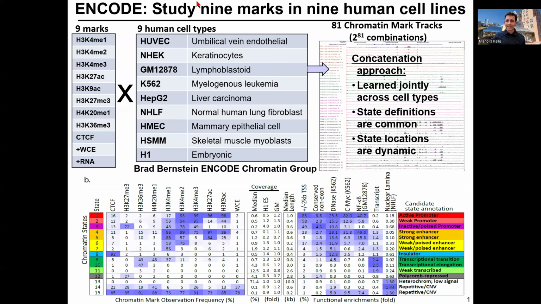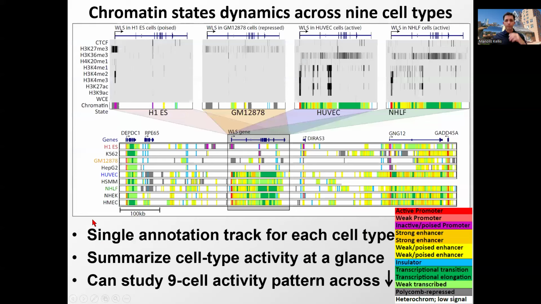So this concatenation approach allowed us to learn jointly across cell types with a common set of state definitions and with dynamic locations of the same state. So now you can say, I can talk about an enhancer state, say state 4 or state 5, and I can see how that enhancer state turns on and off across different cell types, or how I'm switching from, let's say, this repressed state 12 to this enhancer state 4 between cell types. Everybody with me here? So now you can incorporate dynamics into your model.